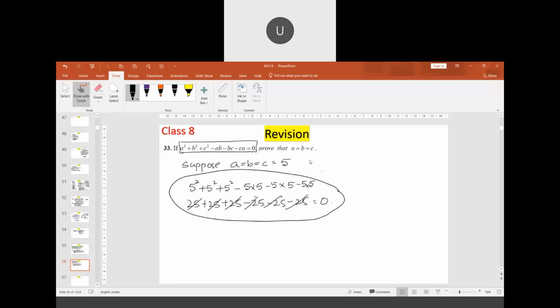Yes, sir. This is by considering the result. Sir, or we can consider the result as 0 also, sir. Yes. You can consider any number. Why 0? So I have taken 5. It can be any number. But this is not a proof. We are not proving that A is equal to B is equal to C.